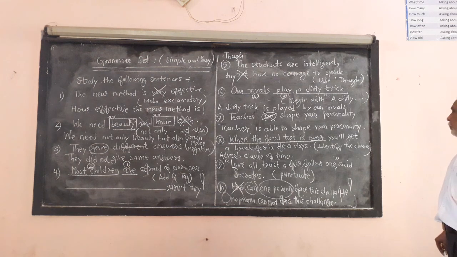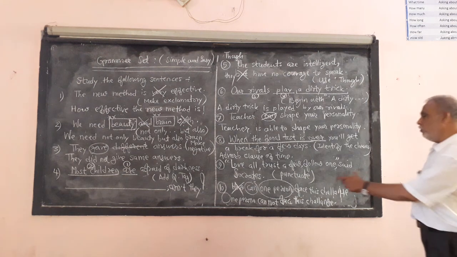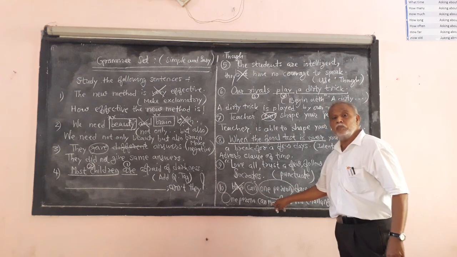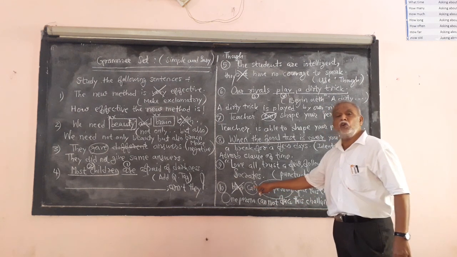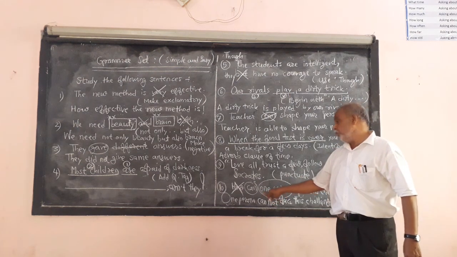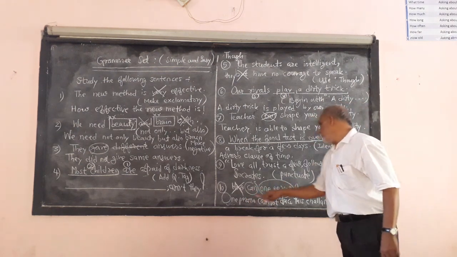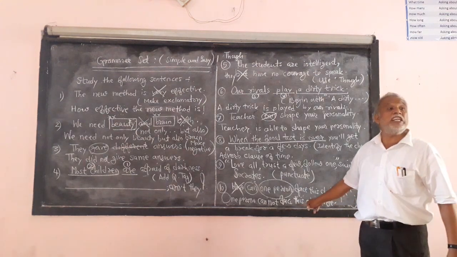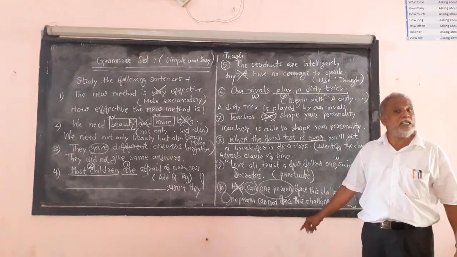How can one person face this challenge? The subject one person should be in the beginning. Can, cannot. If you find cannot here, then you have to write can. One person cannot face this challenge. This is a statement. It is also called an assertive sentence.